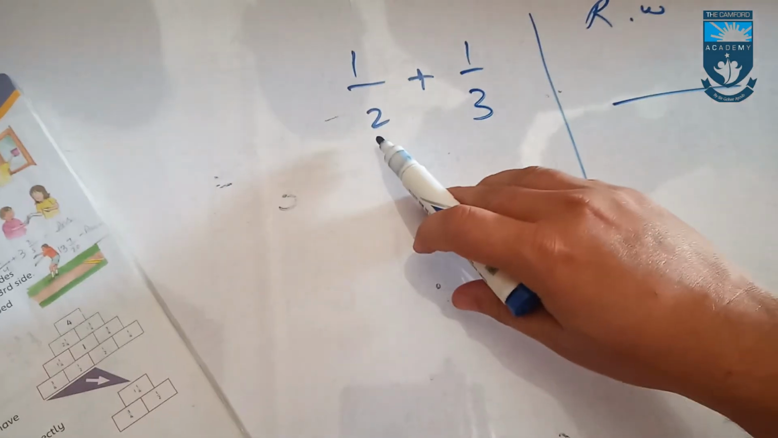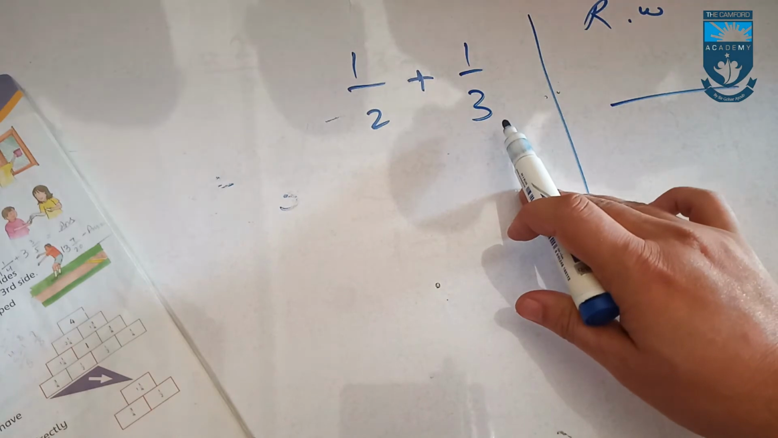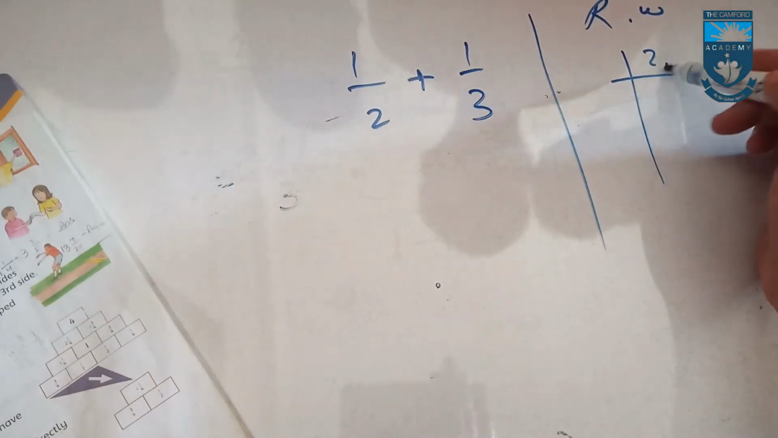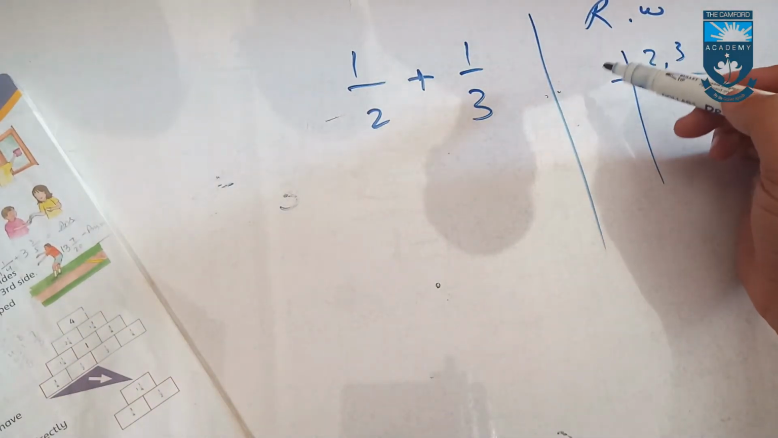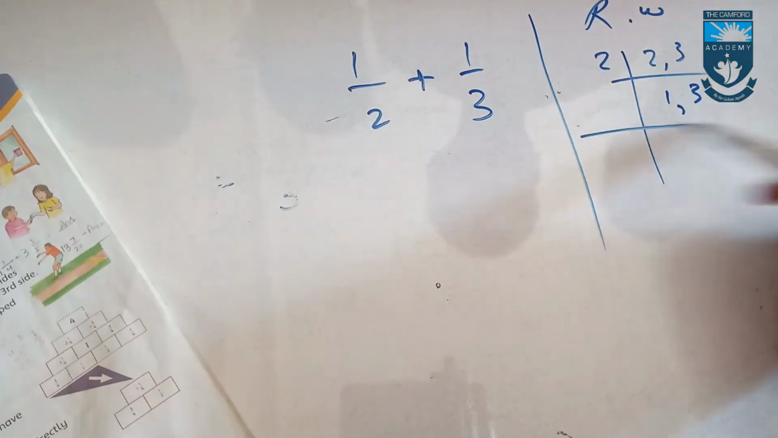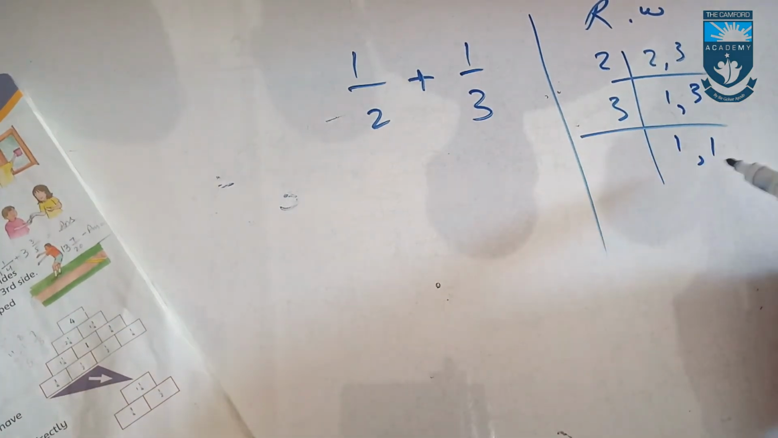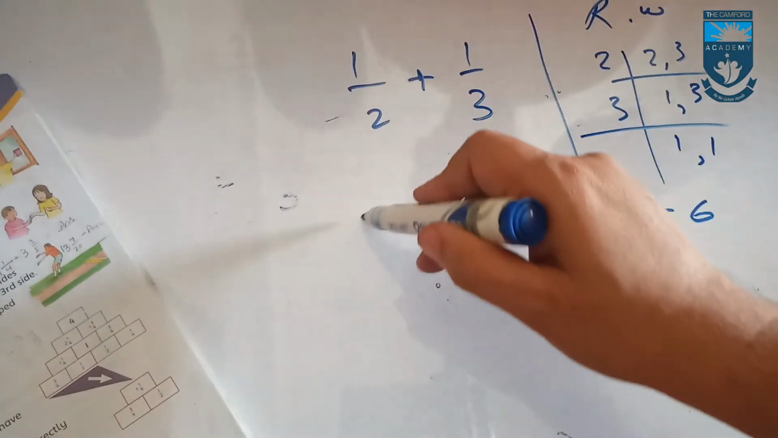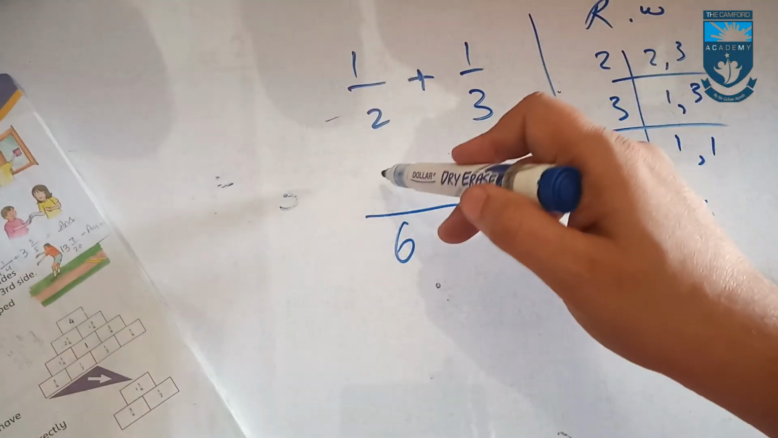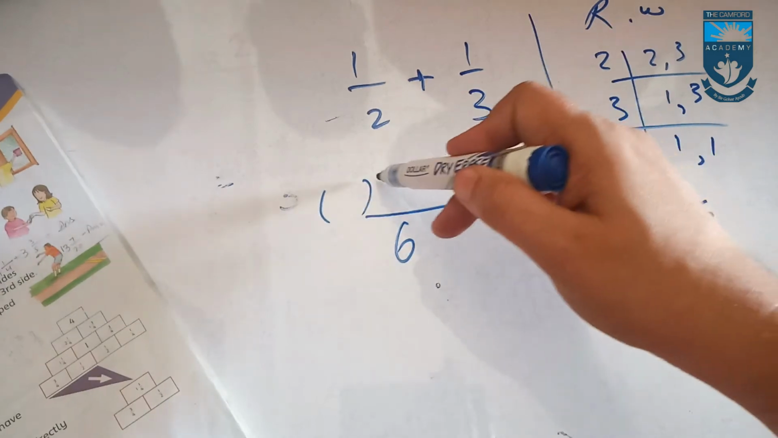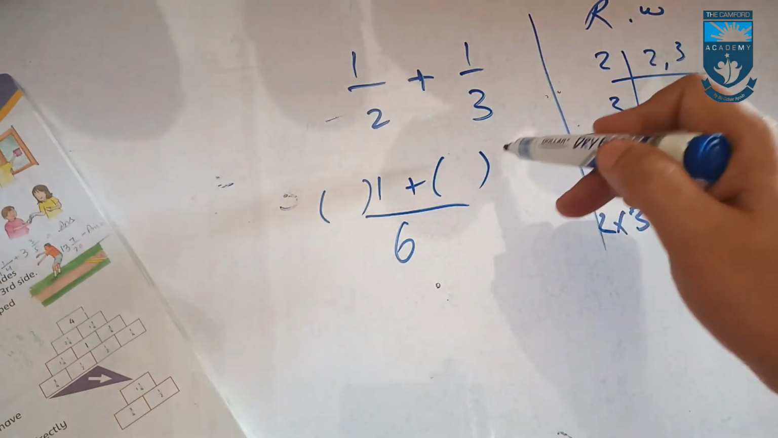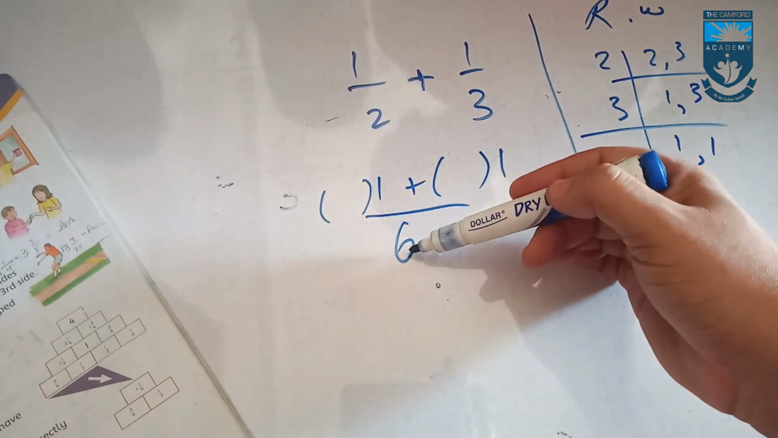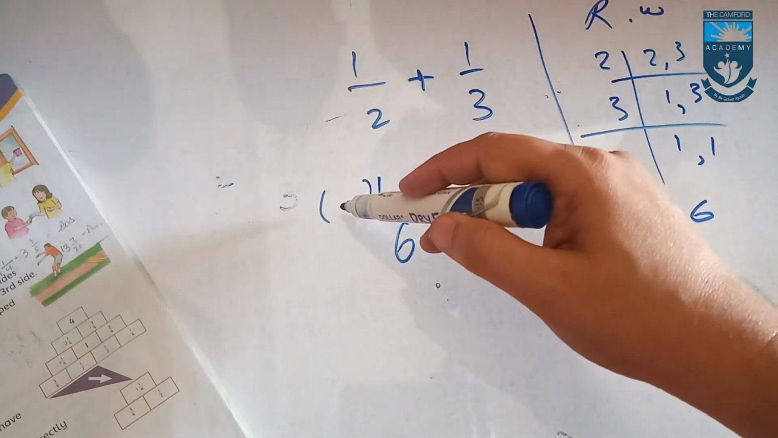First of all, we have to take LCM of 2 and 3. How we get the LCM of 2 and 3? So by this method we can get the LCM, and the LCM of 2 and 3 is 6. So 6, and what we do, 1 plus 1. First we divide this LCM by this number and get the number.